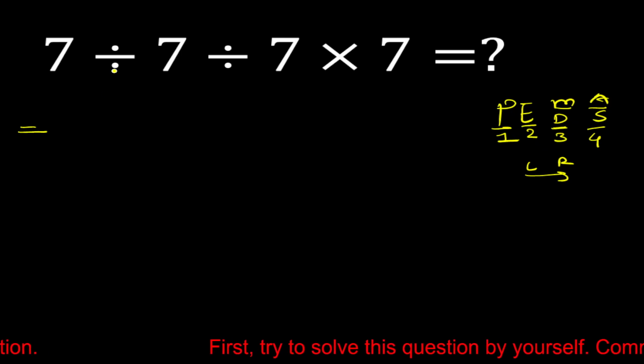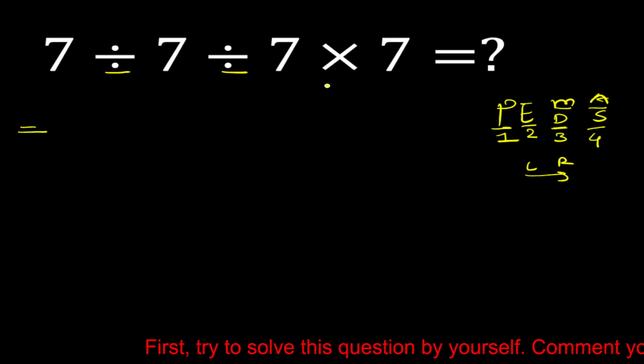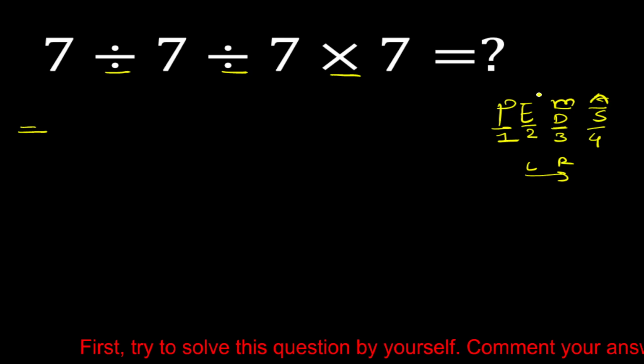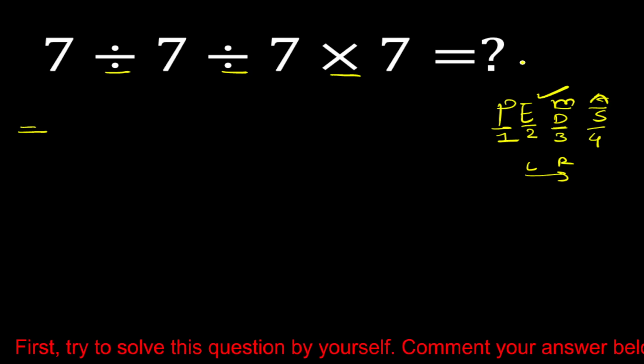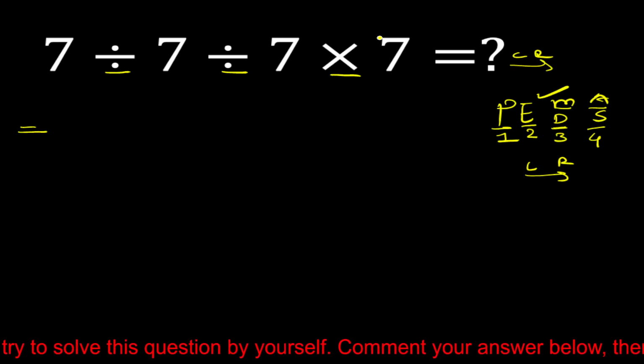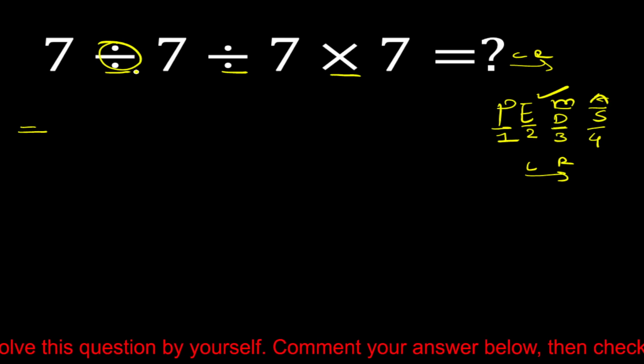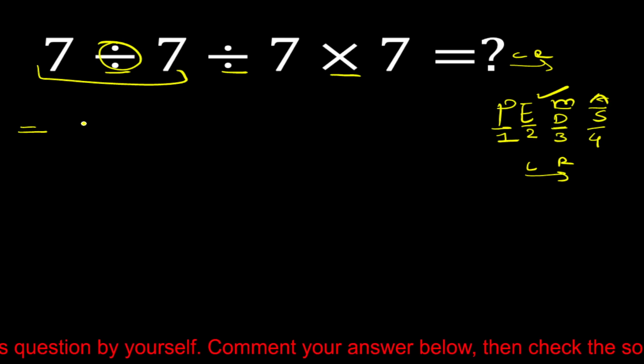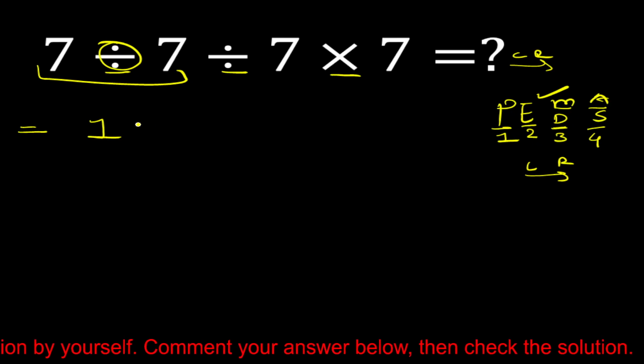Now here is one division, here is also division, and here is multiplication. So multiplication and division both have equal priority. We have to solve it from left to right. So first we have to solve this division. Okay, so 7 divided by 7 is equal to 1.